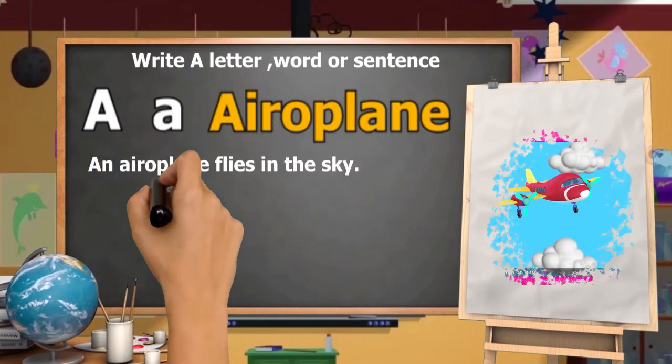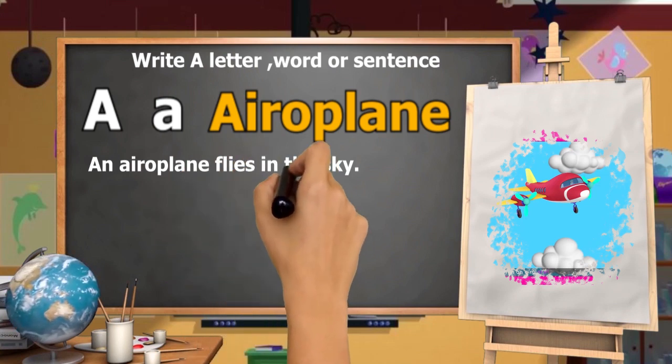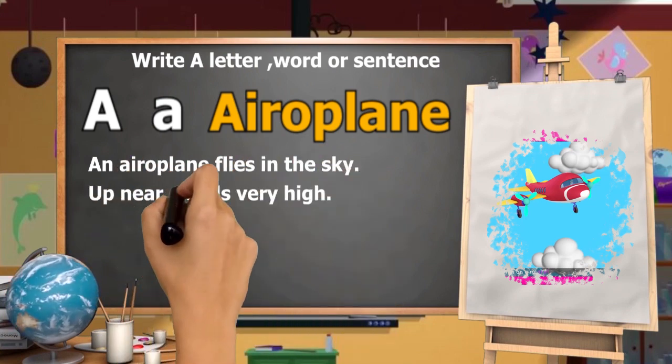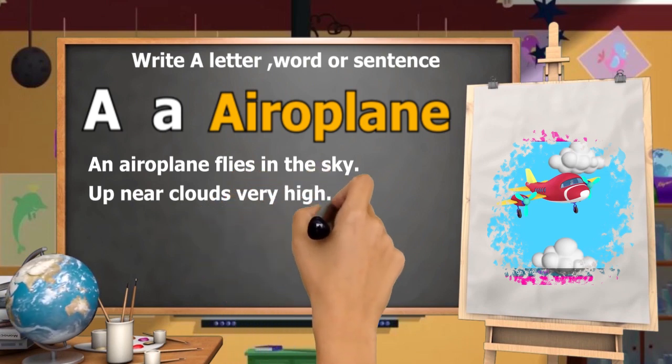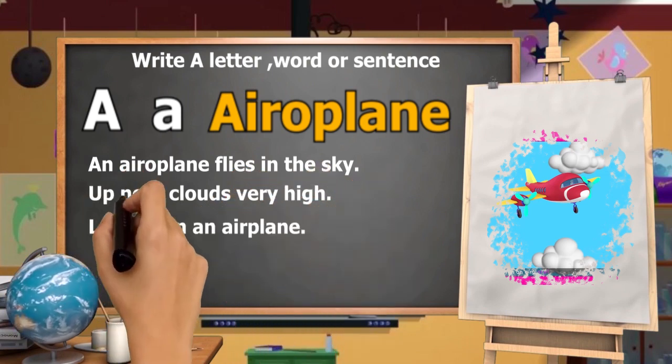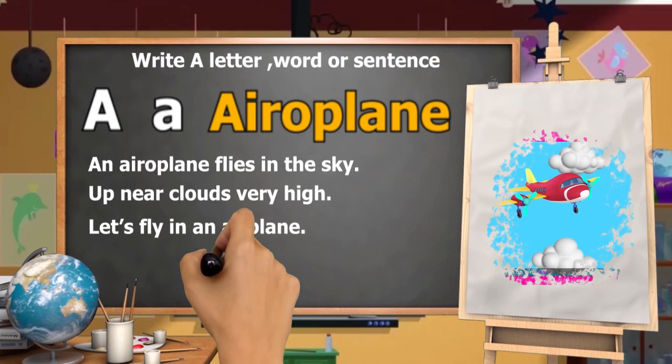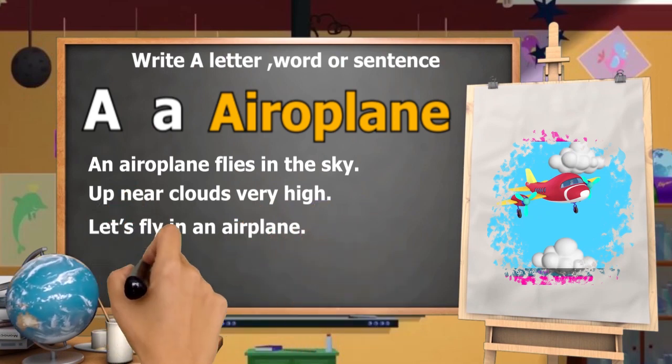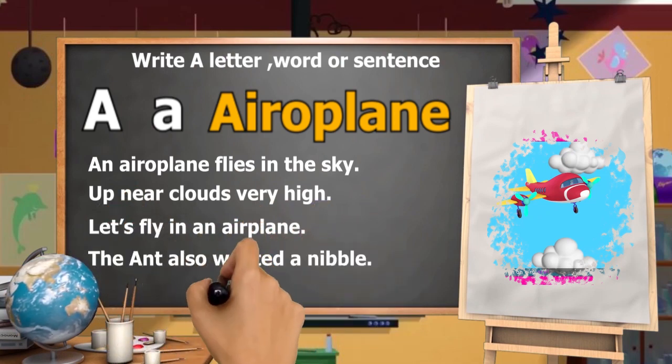Aeroplane. An aeroplane flies in the sky, up near clouds very high. Let's fly in an airplane. The ant also wanted a nibble.